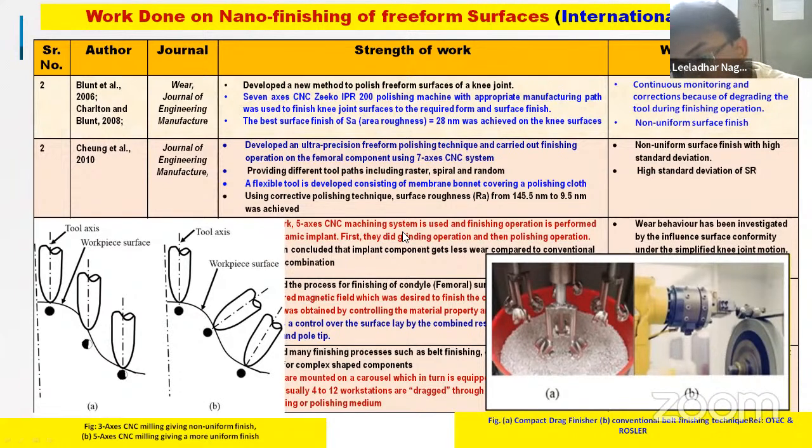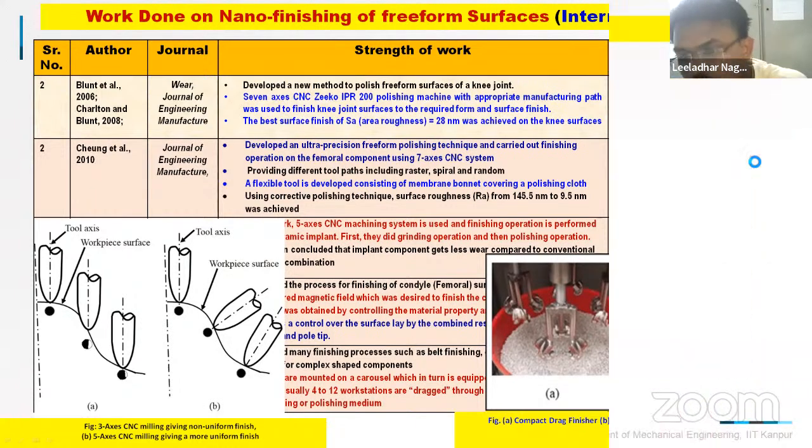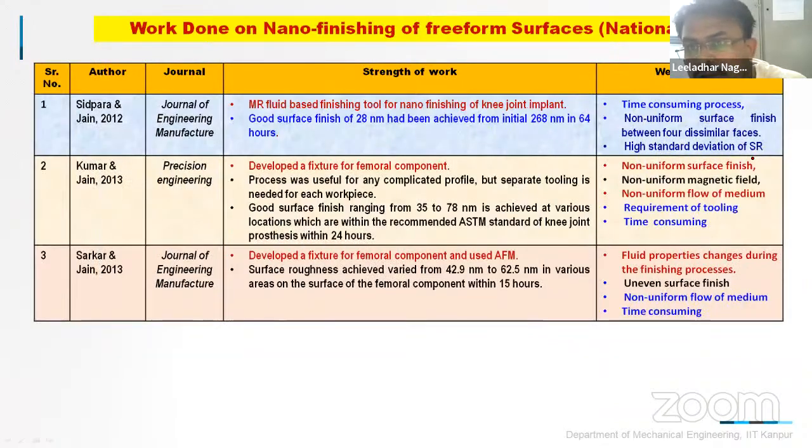Still, people are using this process and implanting it in the human body. But as time goes on, after a particular time period, the implant fails. That's why we have to talk about the standard deviation of the surface roughness. Surface roughness should not vary along the surface; it should be uniform. This is about the international status.